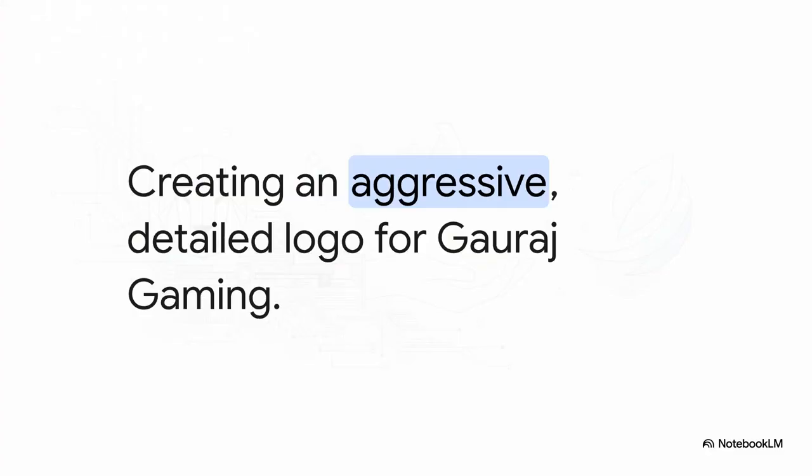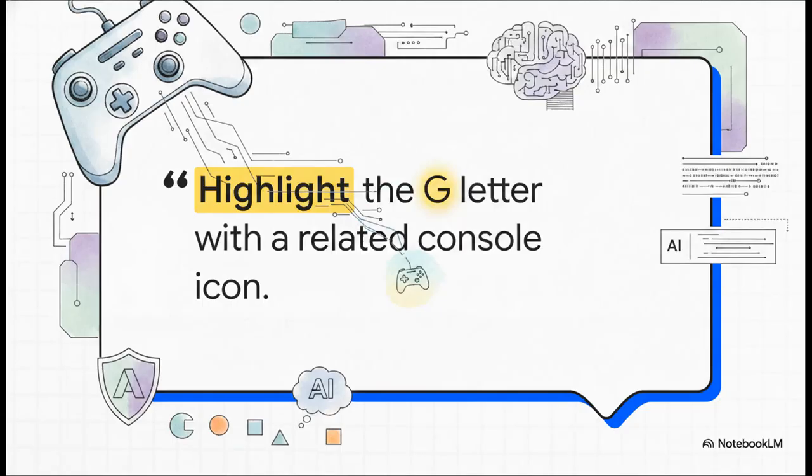To really see how this handles diverse styles out in the real world, let's start with our first practical example. We're looking at a custom logo for a gaming channel called Garage Gaming. Now, gaming logos usually need a very specific, kind of aggressive, highly detailed aesthetic, right? Well, the instructions given to the AI here were specific but super simple. The core prompt generated via ChatGPT explicitly asked to have the G letter highlighted with a related console icon. That was the exact intent used to instruct the AI's creative process.